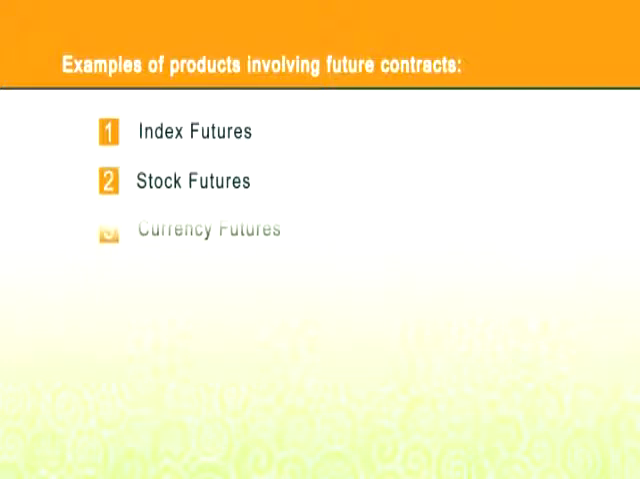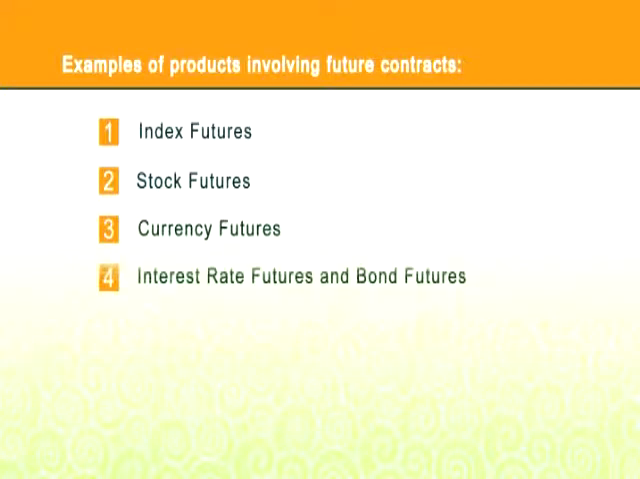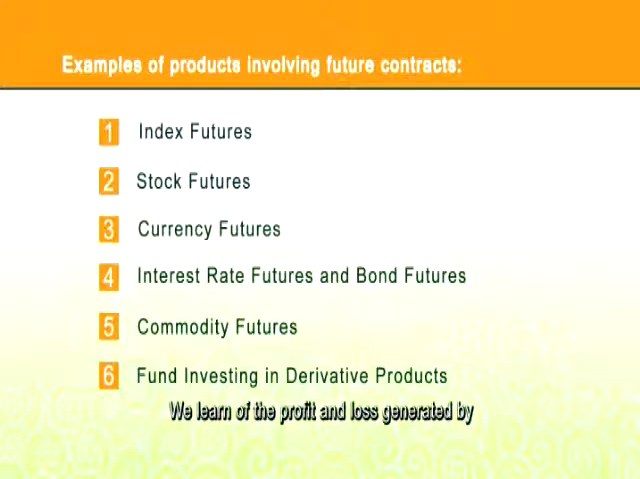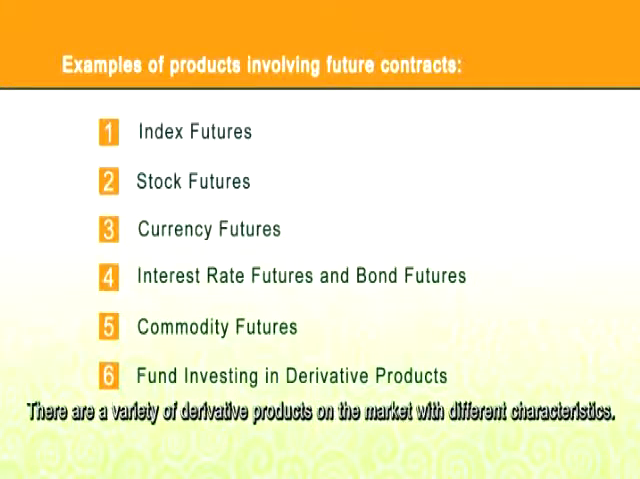Examples of products involving future contracts include index futures, stock futures, currency futures, interest rate futures and bond futures, commodity futures, fund investing in derivative products. We learn of the profit and loss generated by derivative products from the above examples. There are a variety of derivative products on the market with different characteristics.